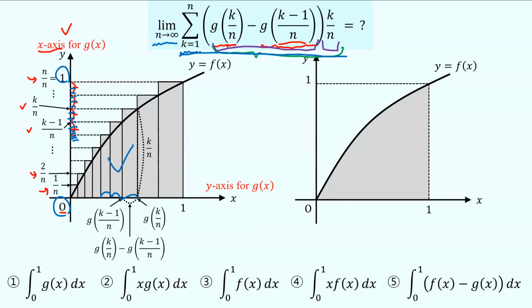We know that this area can be expressed as the definite integral from 0 to 1 of f(x) dx. Therefore, if we take a look at the choices, we can see that the correct choice is 3. And that is our answer.